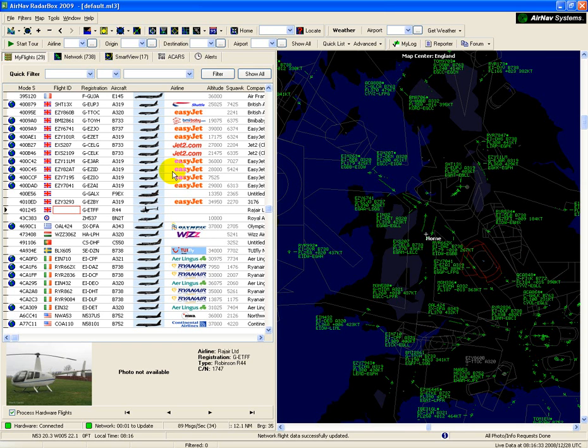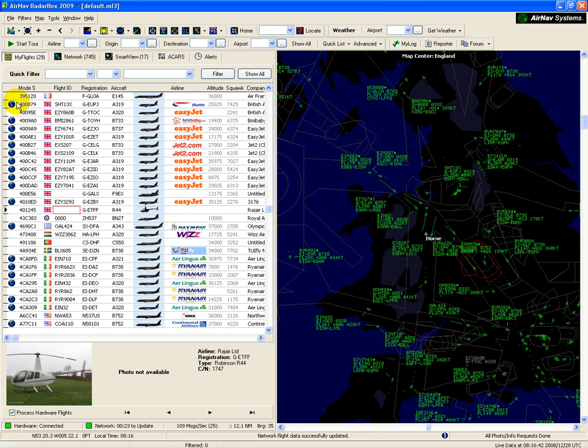So why is it that some aircraft appear on the map and others don't? If we look at the left-hand column, if there's a globe in the column, that aircraft is transmitting full ADS-B information, including position information. If there's no globe, no position information, therefore the aircraft won't appear on the map.